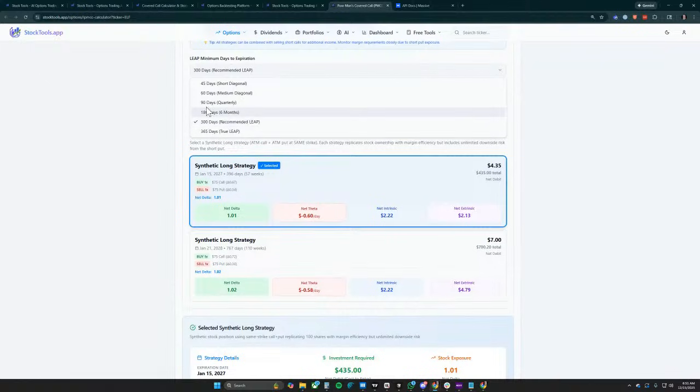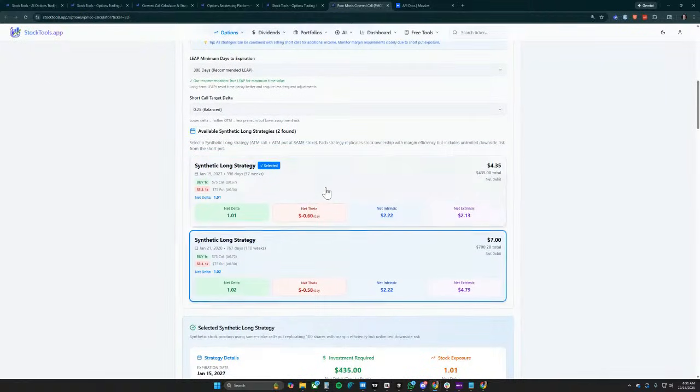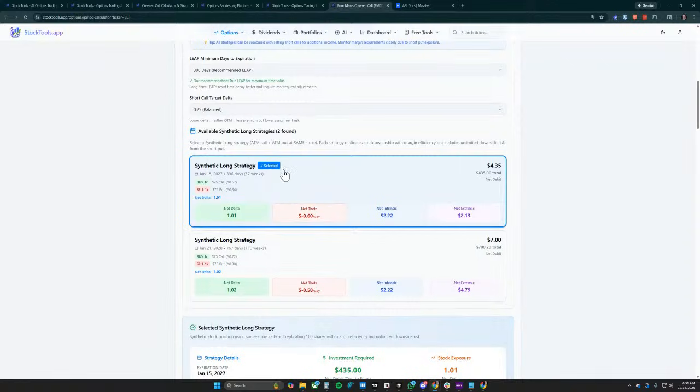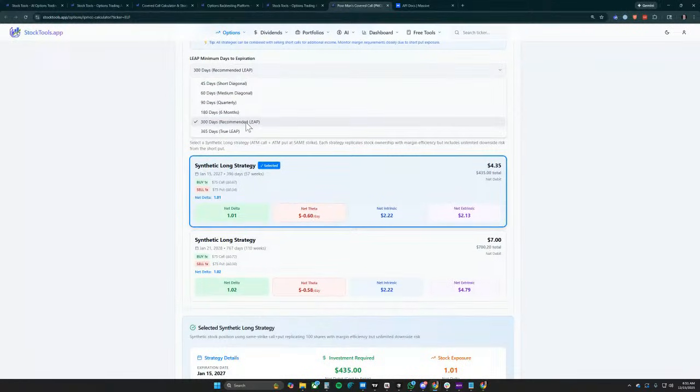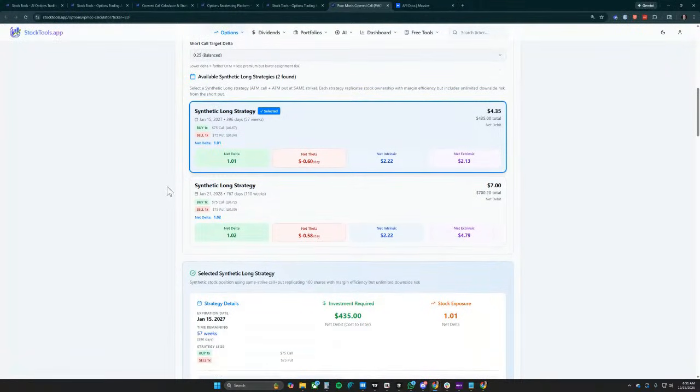So this will go through and try to find, based on whatever you set in here for your leap, the minimum days to expiration. So there's a recommended leap. What is that based on? It's just based on me. Honestly, my recommendation is 300 days or more if you're going to be buying a leap. That's Rob's recommendation, guaranteed, approved. Not financial advice. Or your money back.